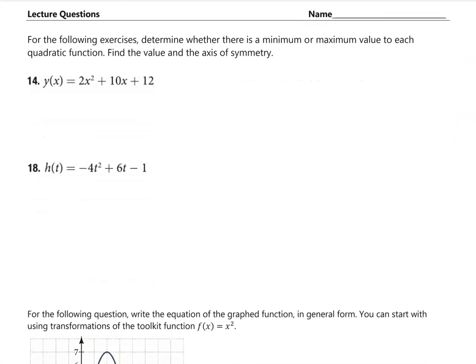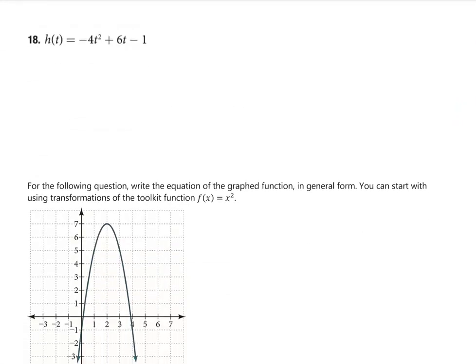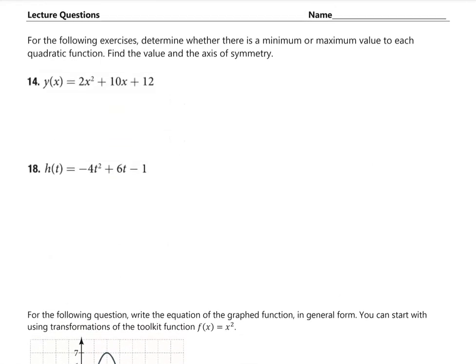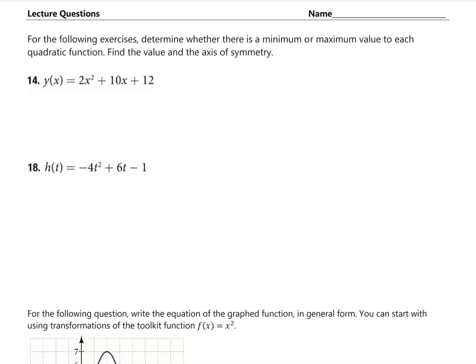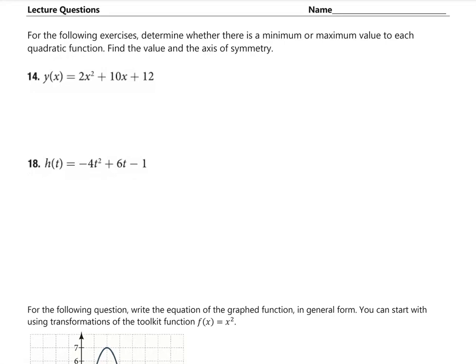Alright, so next we have the next 3 problems here for lecture questions. For the following exercises, determine whether there is a minimum or maximum value to each quadratic function. Find the value and the axis of symmetry. So 14, y of x equal to 2x squared plus 10x plus 2. So what do we do here?